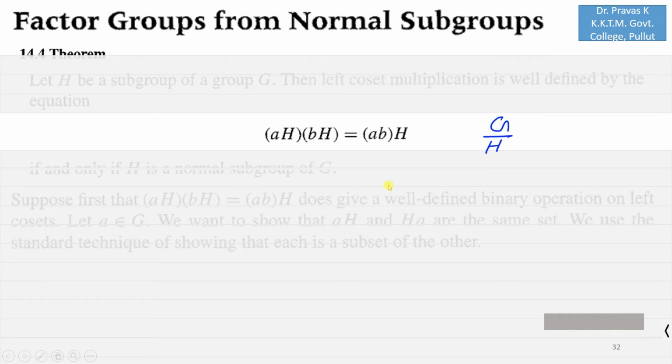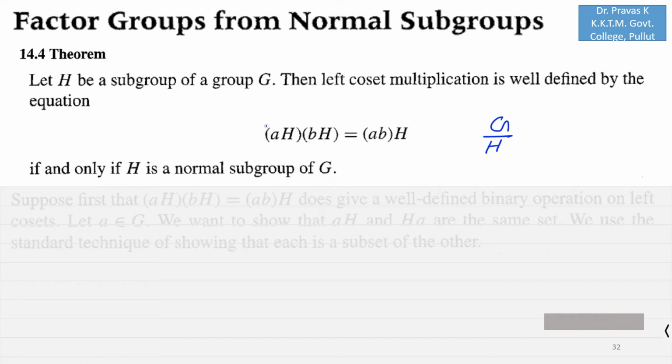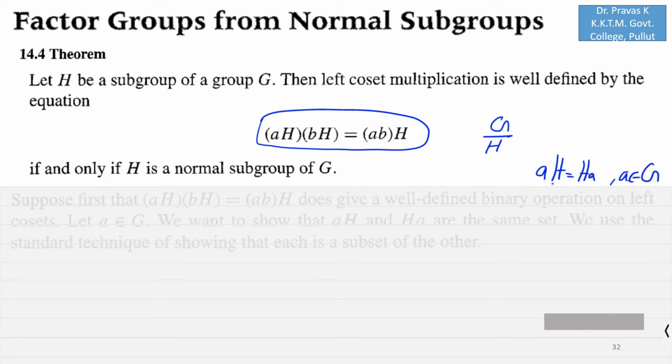So let us see theorem 14.4, which says that when H is a subgroup of G, then the left coset multiplication given by aH times bH equals abH is a well-defined operation if and only if H is a normal subgroup of G. In order to prove this theorem, we first assume the condition given, that is aH times bH equals abH, and we prove that H is a normal subgroup of G, that is aH equals Ha whenever a is an element in G.